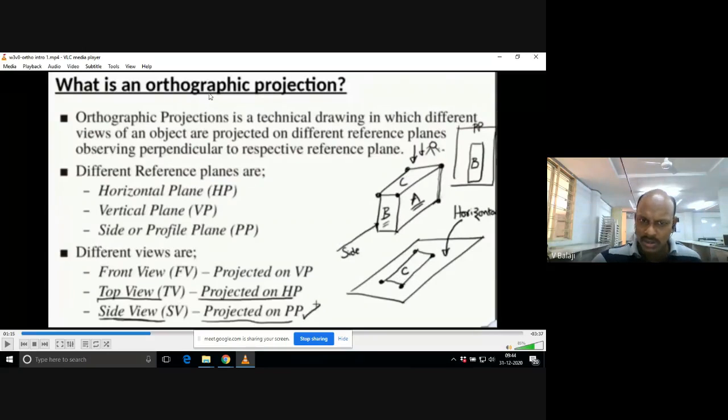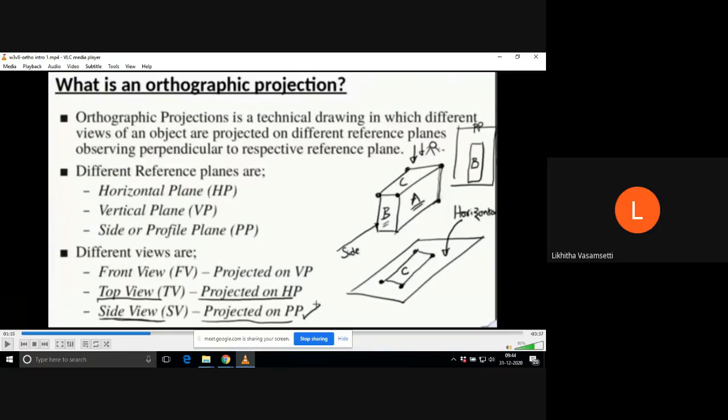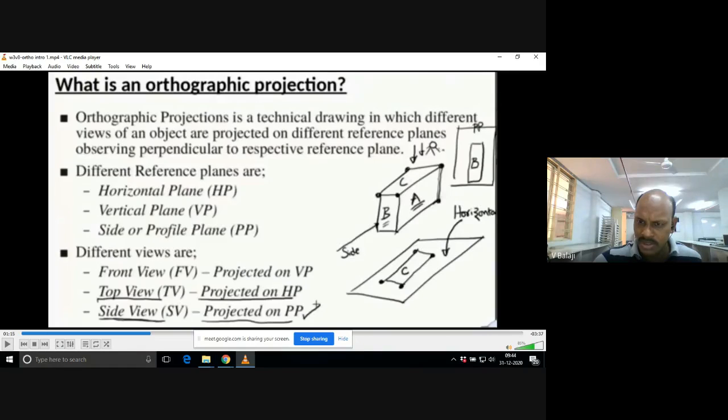That is called orthographic view. Orthographic view, or orthogonal projection, means multiple views are there: front view, top view, side view. But an isometric view represents only one view. You can directly identify whether the given object is something like a cuboid or cylinder, or some other solid object.